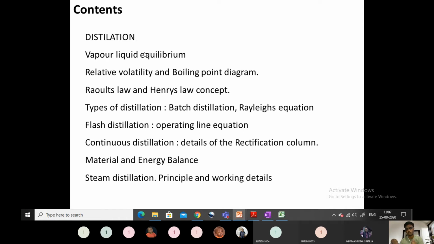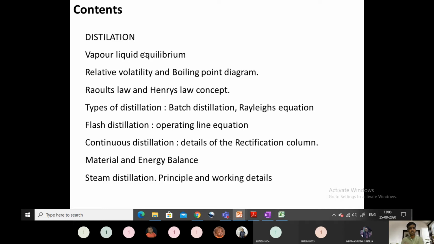For example, A and B components are there. A is more volatile and B is less volatile. Though these two have a volatility, when they are mixed with each other, A plus B, how the volatility of A is influencing the volatility of B, and how the volatility of B is influencing the volatility of A, that is nothing but a relative volatility.